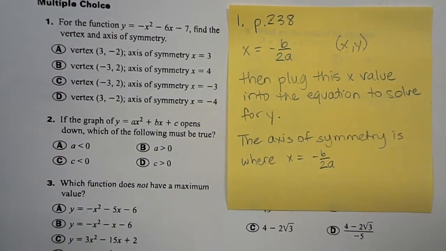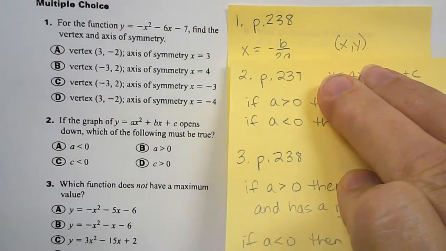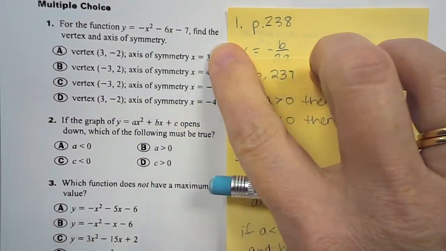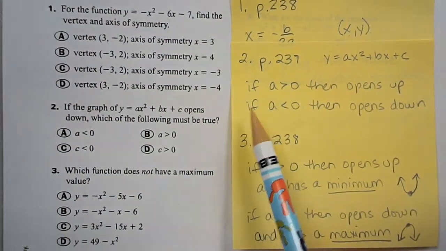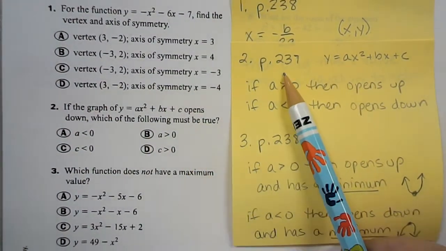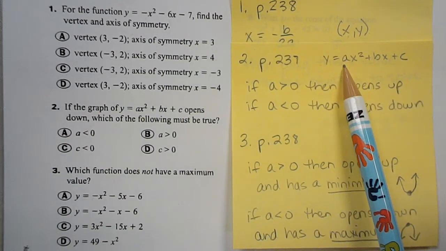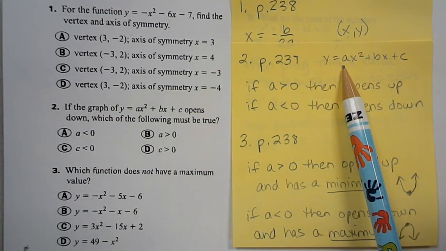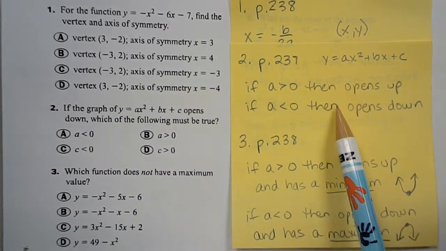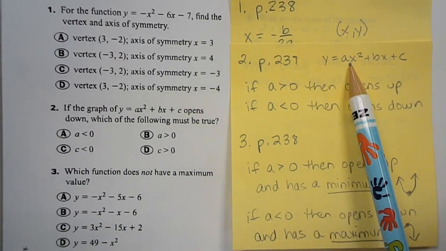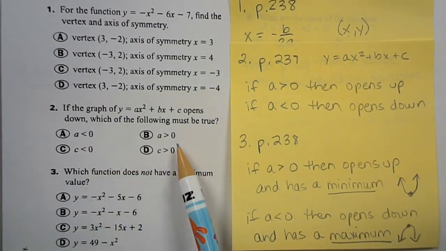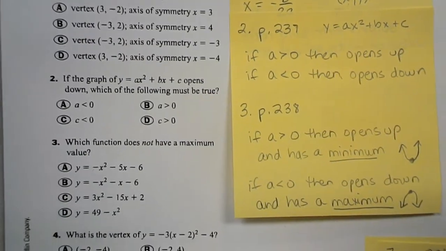Let's look at number 2. Number 2 asks you if it's opening up or down. It actually says if it opens down, which of the following must be true? Well, we know on page 237 that if you have a negative coefficient, then that means that it opens down. If you have a positive coefficient, it opens up. So you simply can use that information for this problem.